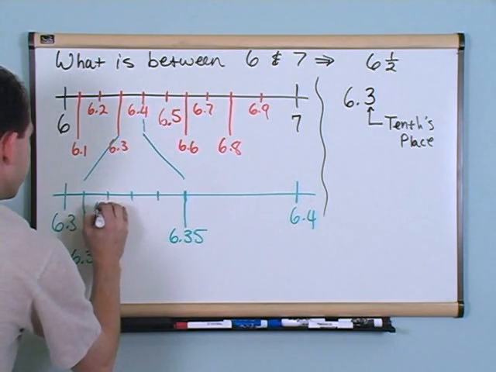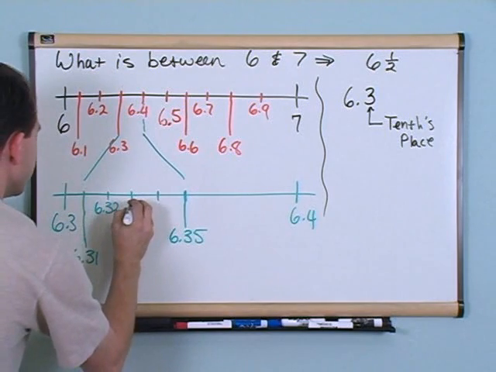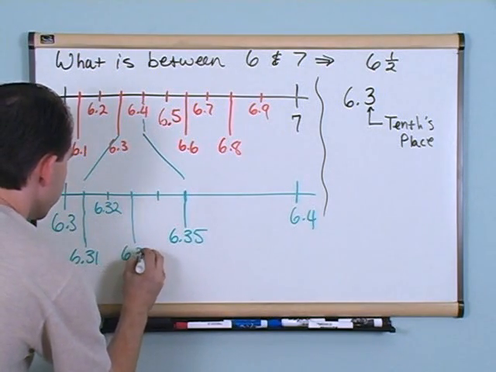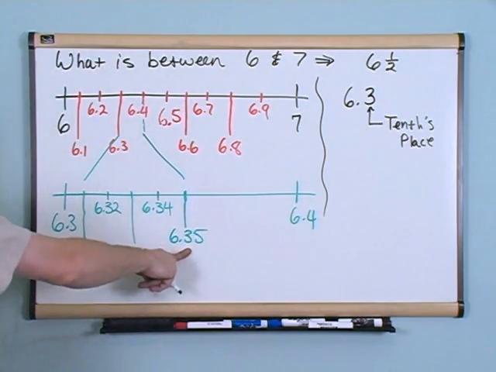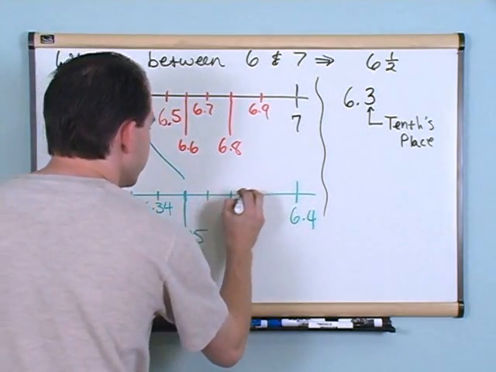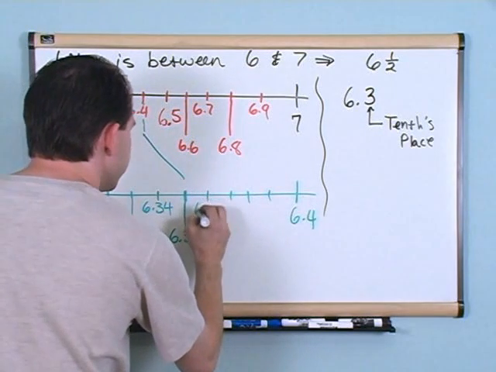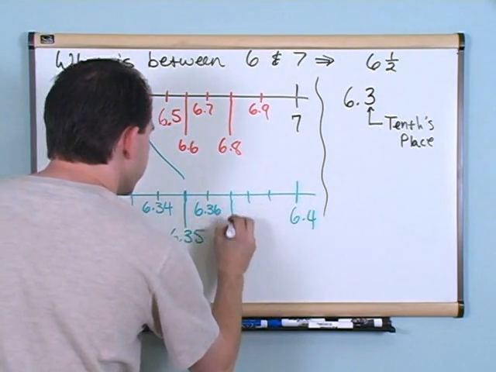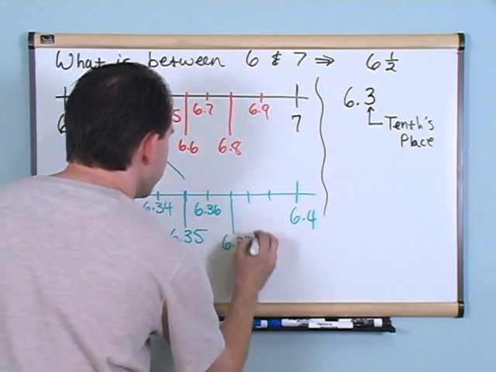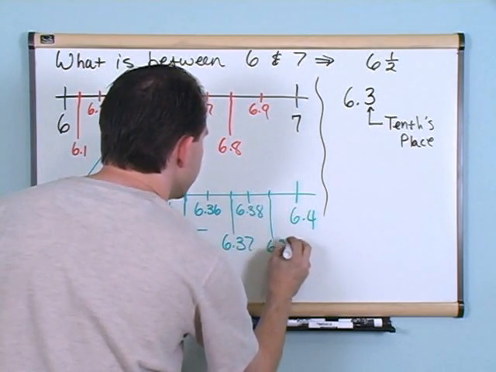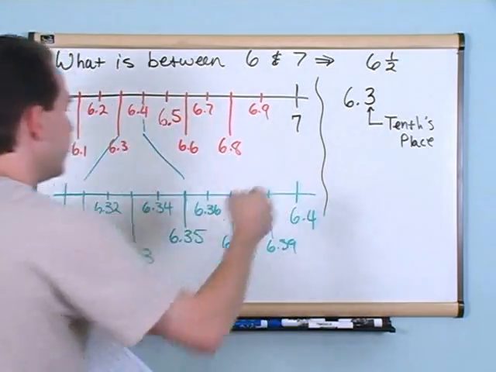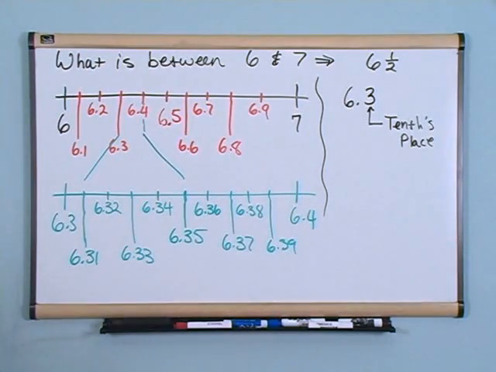Okay, here's the 6.3. Down here you're going to have 6.31, 6.32, 6.33, 6.34. Here's 6.35, and then 1, 2, 3, 4, 5. We'll have 6.36, 6.37, 6.38, 6.39, and then when we get to the end, again, we get to 6.4, okay?